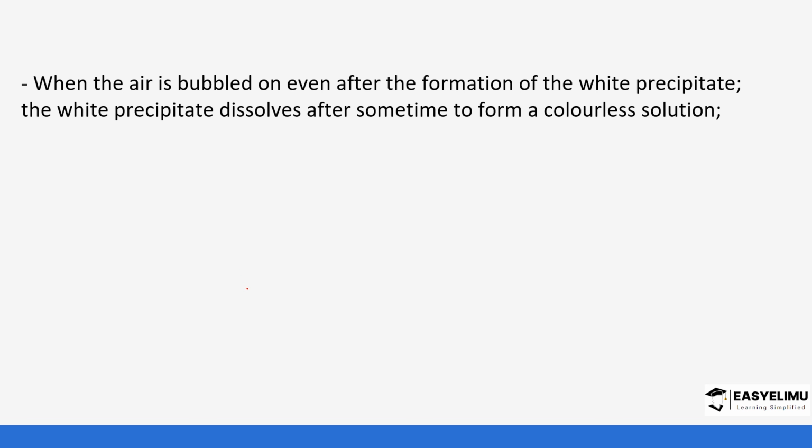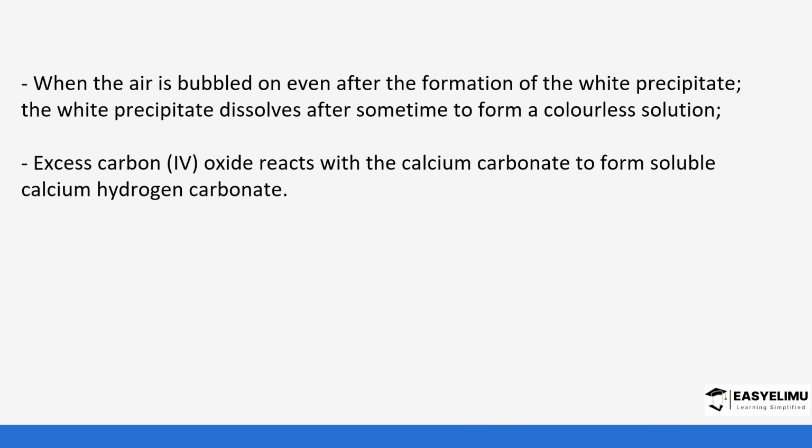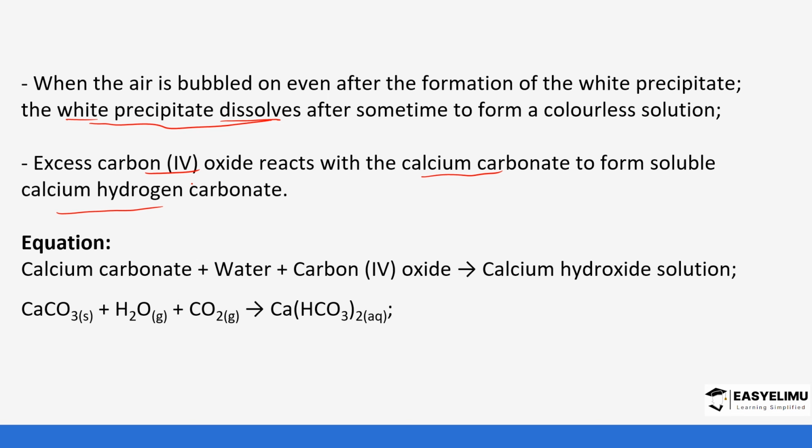And if you continue bubbling this air, even after we have formed the white precipitate, it is going to dissolve. So this experiment also is going to be repeated in Form 2 when we talk about carbon and its compounds. What happens is that the calcium carbonate reacts with carbon dioxide to form calcium hydrogen carbonate. Calcium hydrogen carbonate is colorless in solution.